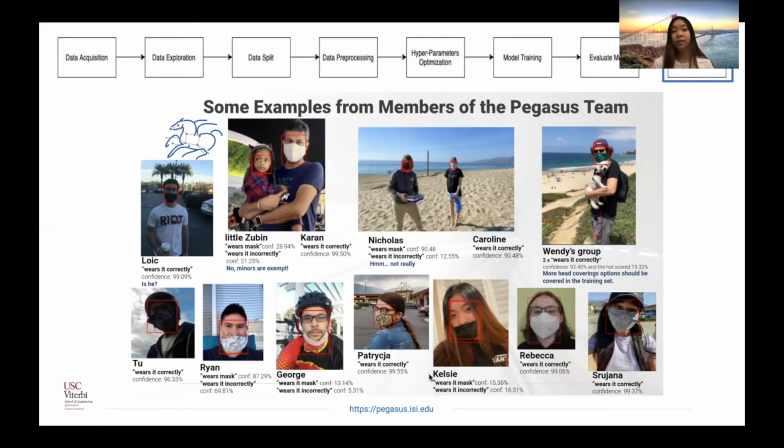Another thing is diversifying our data set. So at the top here in Wendy's group, you can see that it detects the hat as another face. And this is because the model isn't used to seeing head coverings. So if we diversified our data and added more head coverings and also balanced out our data set, our results would be a lot more accurate.